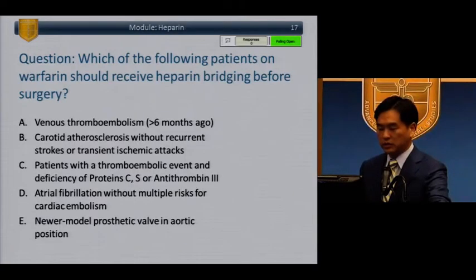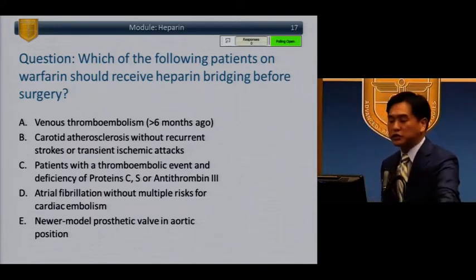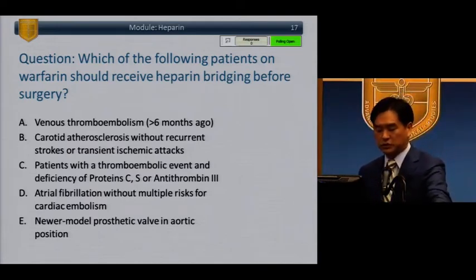Heparin. Question: which of the following patients on warfarin should receive bridging before surgery? A, venous thromboembolism event greater than 6 months ago. B, carotid atherosclerosis without recurrent strokes or TIAs. C, patients with thromboembolic event and a deficiency of protein C, S, or, lo and behold, antithrombin 3. D, AFib without multiple risks for cardiac embolism. Or E, newer model prosthetic valves in the aortic position.